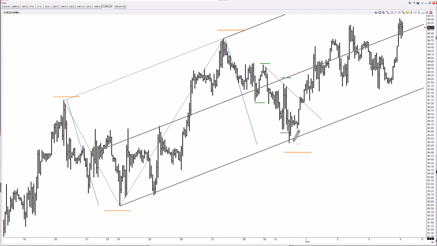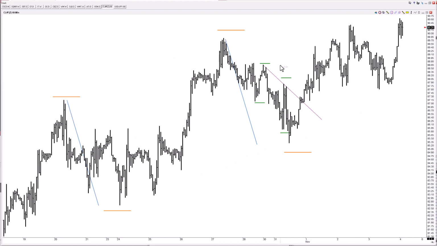Don't get hung up on the channel stuff, right? It's just projecting swings, seeing in swings. Don't see in lines. Keep it simple.